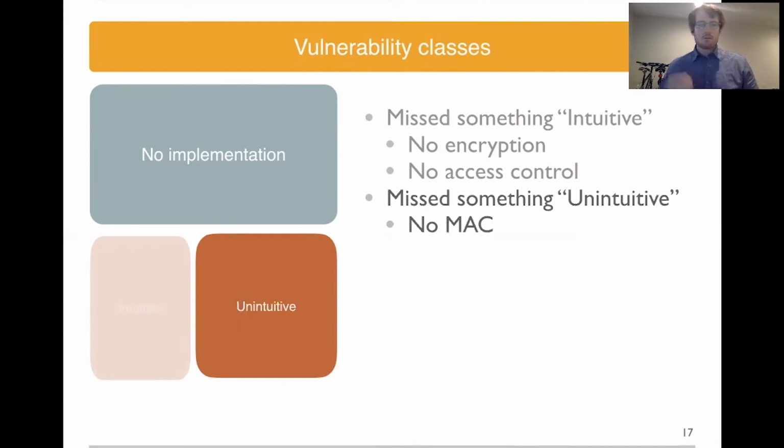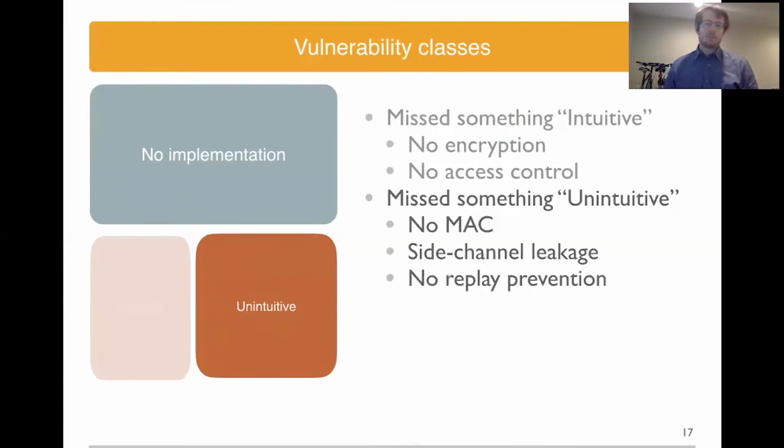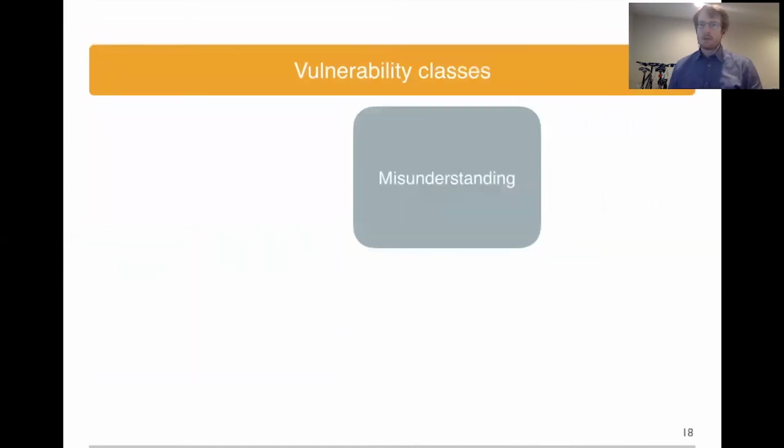So things like, for the secure file storage, not including an integrity check. So they might understand that it needs encryption because otherwise the file can just be read by the attacker on the device in plaintext, but they might not understand that it needs an integrity check. In the network communications problem, we also saw issues with side channel leakage and replay protection, where replay prevention would fall into this category.